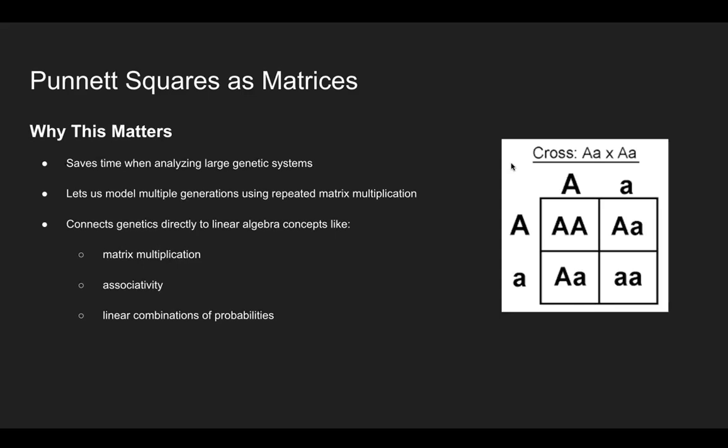Why this matters: saves time when analyzing large genetic systems, lets us model multiple generations using repeated matrix multiplication, and connects genetics directly to linear algebra concepts like matrix multiplication, associativity, and linear combinations of probability.